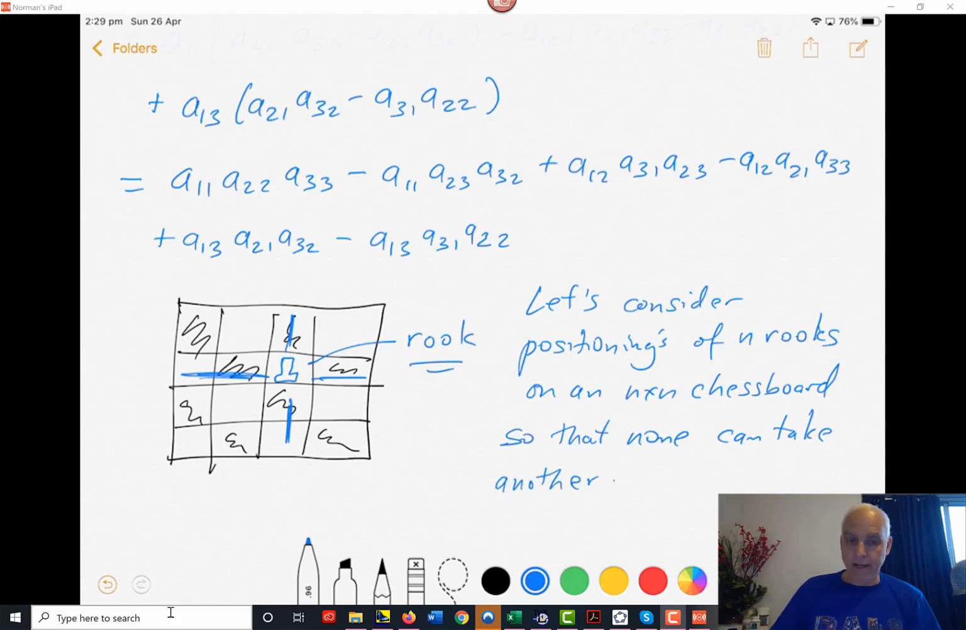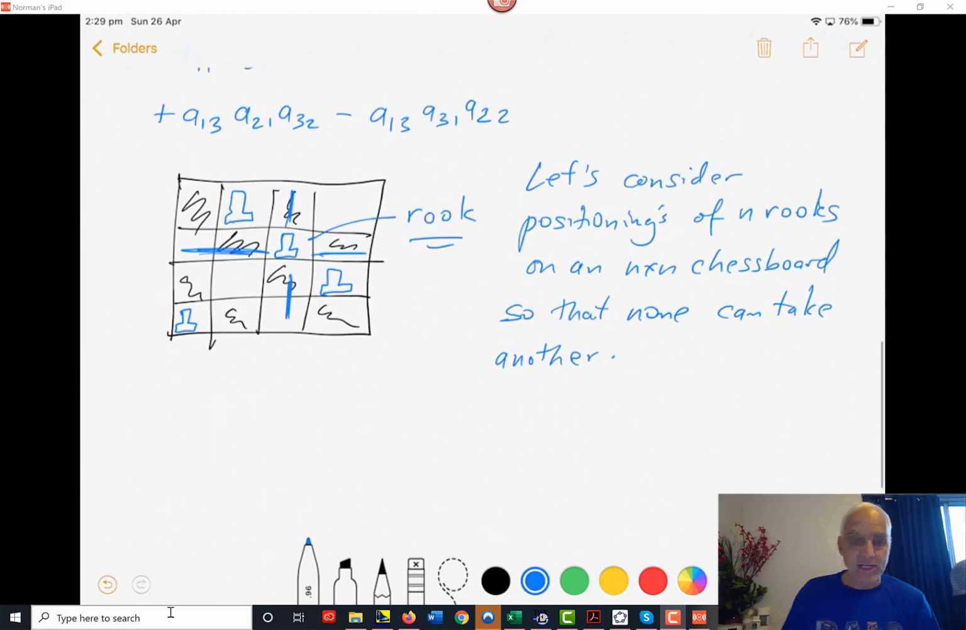So as an example here, if I wanted to complete this story, maybe I could put another rook over here. Those two rooks are not taking each other. And then maybe I could put another rook down here in the corner. That one's not taking any of the two previous ones. And then I could put the fourth rook over here. Okay, so those 4 rooks are happily situated. They're all peacefully oriented. None is able to take each other. Now, how many such positionings are there?